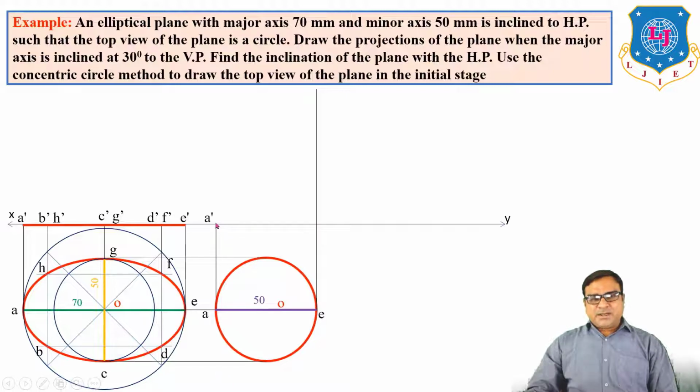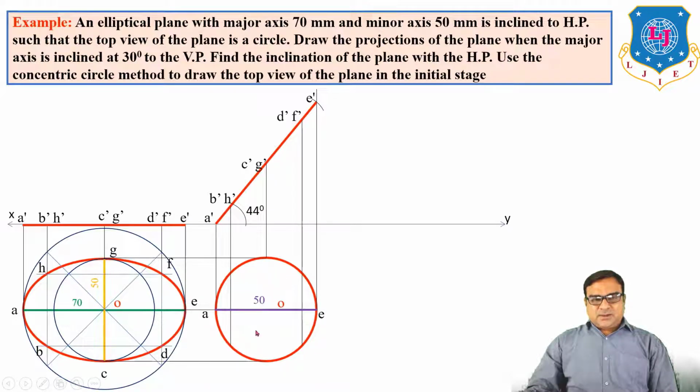So by projecting A dash on XY, and taking radius A dash E dash with center A dash, draw an arc, insert all points. Now when we measure the angle between XY and this front view, we will get 44 degree. This is our answer. Now insert all remaining points by taking vertical and horizontal projection lines.